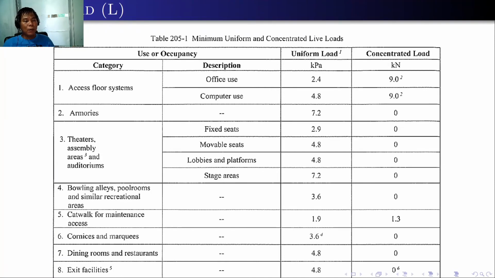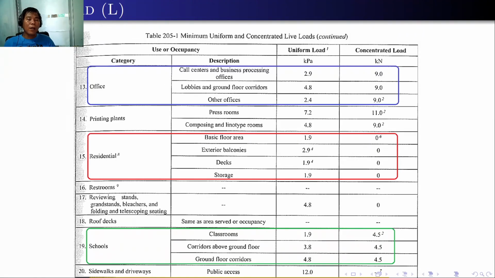For example, for dining rooms and restaurants, the uniform load should be 4.8 kilopascal with no concentrated load. So it's quite heavy, 4.8. Here we have the office category. Normally, for call centers, we use 2.9 kilopascal as the uniform load, and you also have to check using a 9 kilonewton concentrated load. All of the other offices is 2.4. For lobbies and ground floor corridors, we use 4.8 kilopascal.